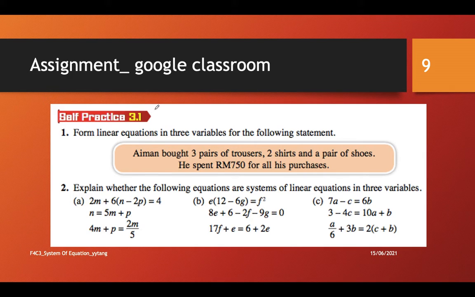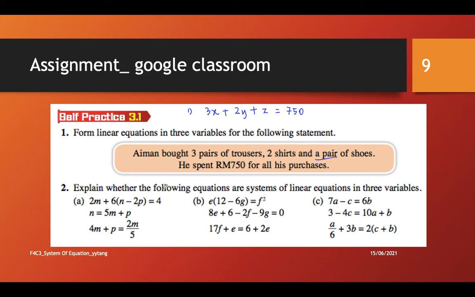Alright, so self-practice 3.1. Form a linear equation in three variables for the following statement. Alright, so 3 pairs of trousers. So I may write, okay, number 1. 3 pairs of trousers, so 3x, plus 2 shirts, so 2y. A pair means 1 shoe, maybe I put z, so x, y, z. He spent all this in 750 ringgit. So all equals 750 ringgit. That's all. So we have already formed a three-variable equation.